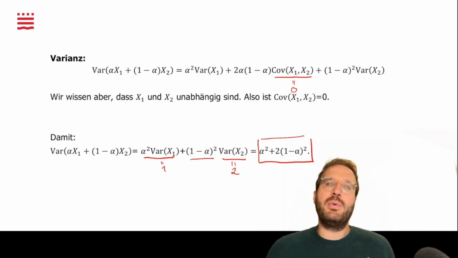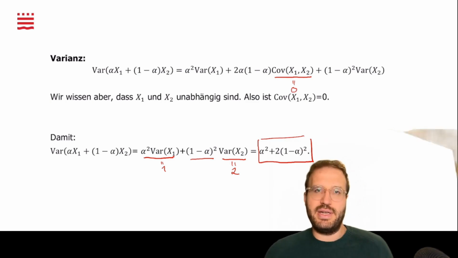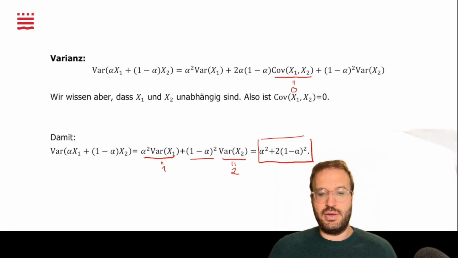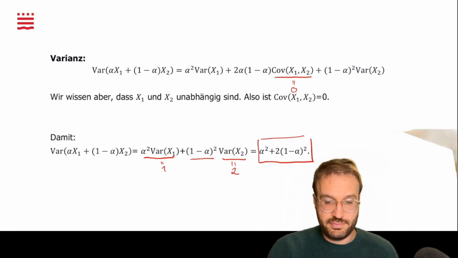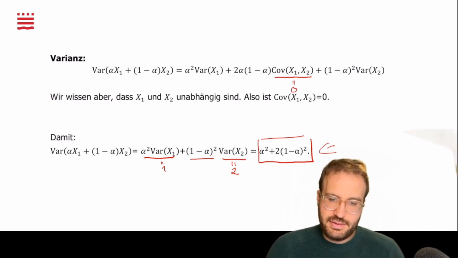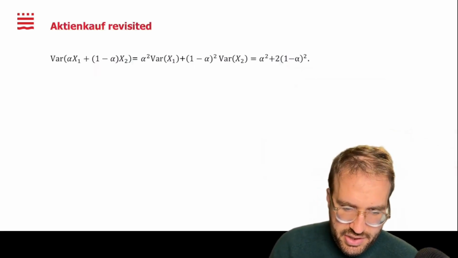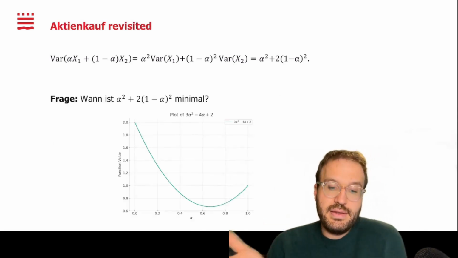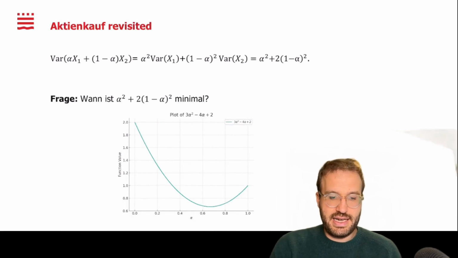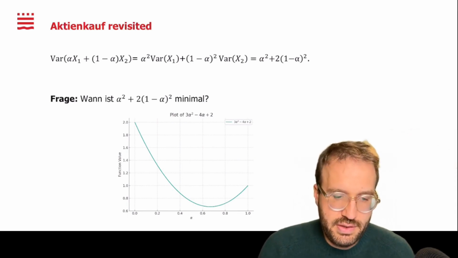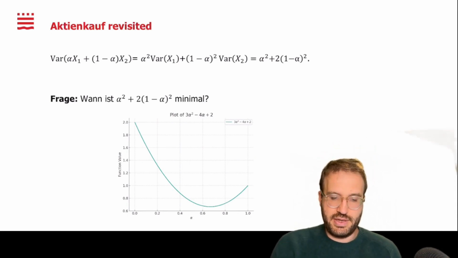And now let's remember the question. We want to find an alpha such that the variance is as small as possible. So we want to find an alpha that minimizes this term here, and we can take a look at that. So let's see what it actually looks like. We will write down the function. It looks like this. And this is a parabola that opens upwards. This means we need to find the vertex of this parabola.